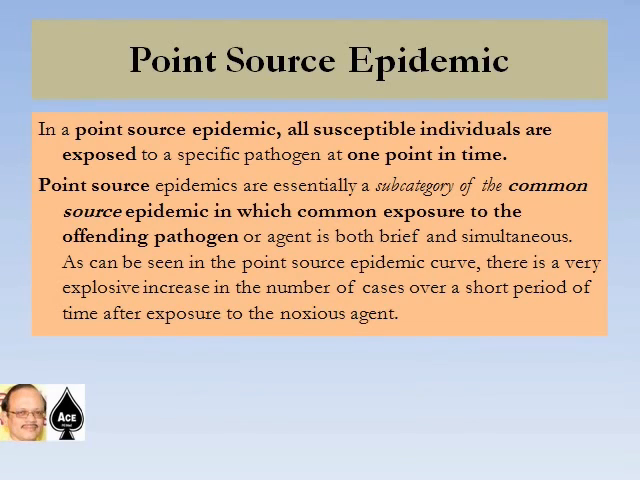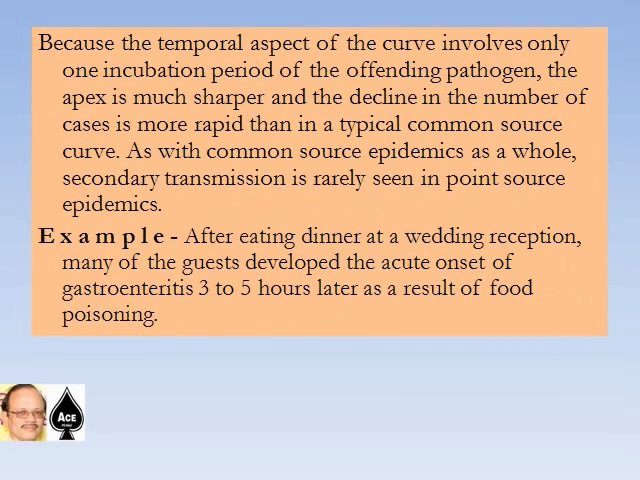Point source epidemic. In a point source epidemic, all susceptible individuals are exposed to a specific pathogen at one point in time. Point source epidemics are essentially a subcategory of common source epidemics in which common exposure to the offending pathogen or agent is both brief and simultaneous. As can be seen in the point source epidemic curve, there is a very explosive increase in the number of cases over a short period of time after exposure to the noxious agent.